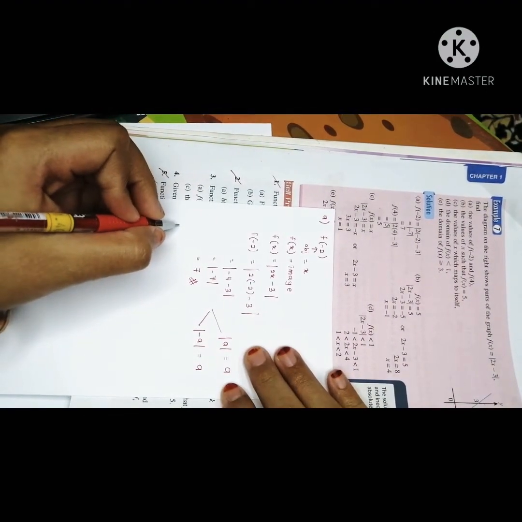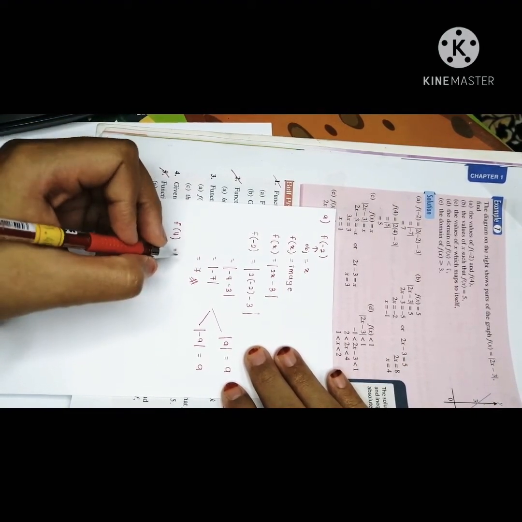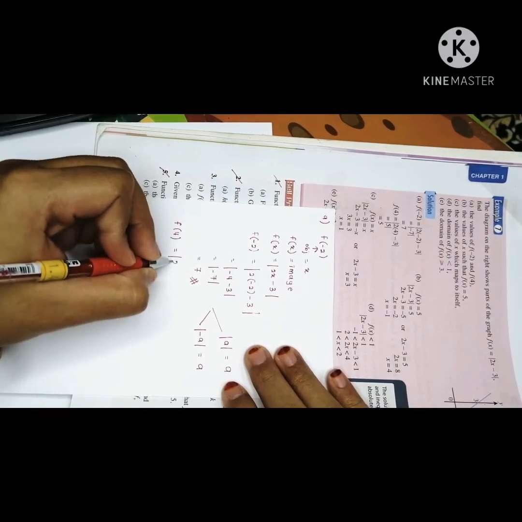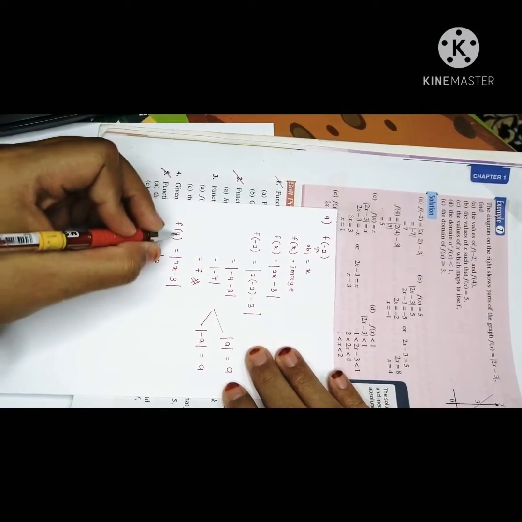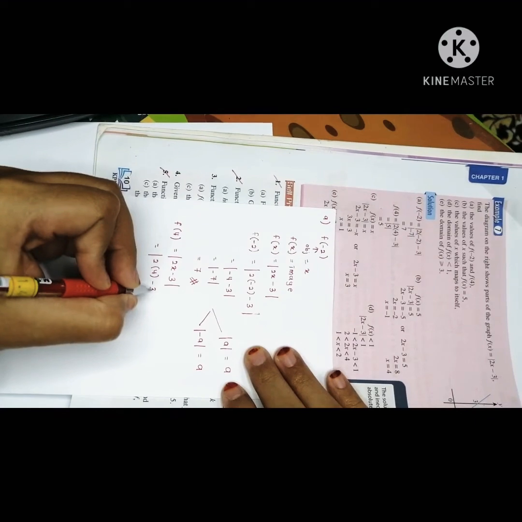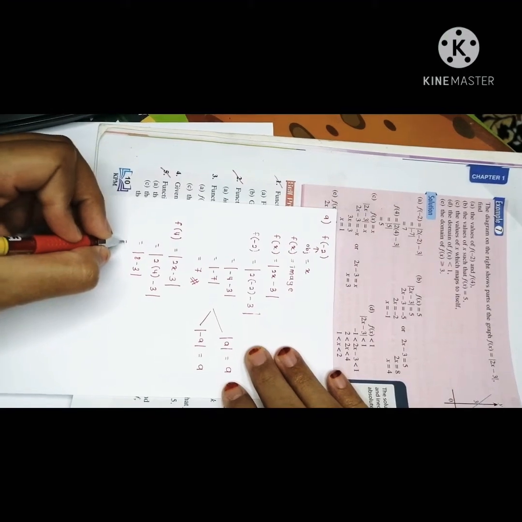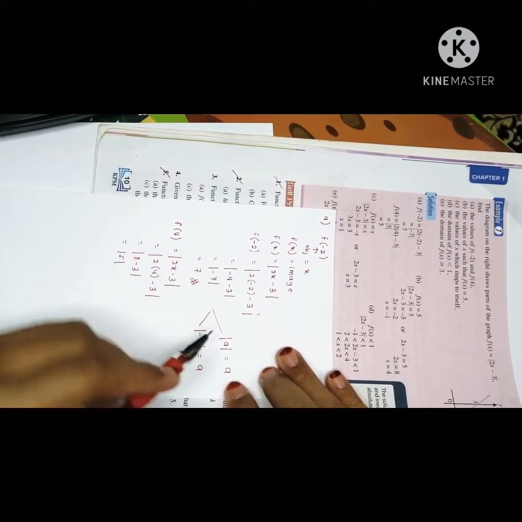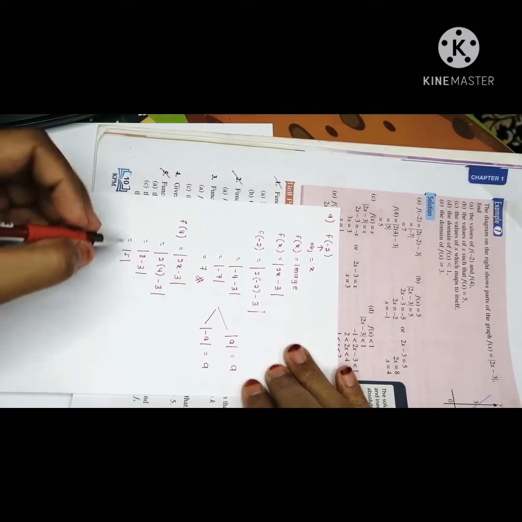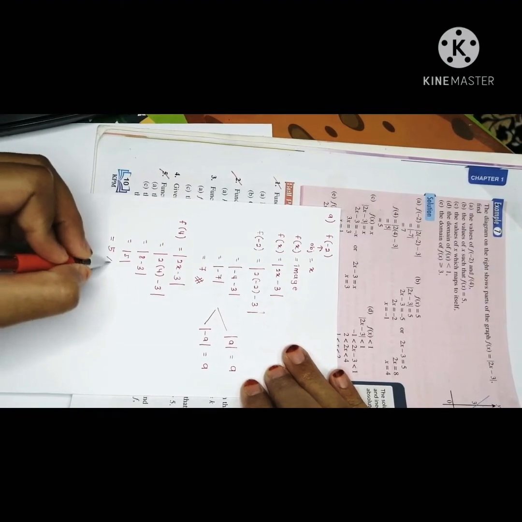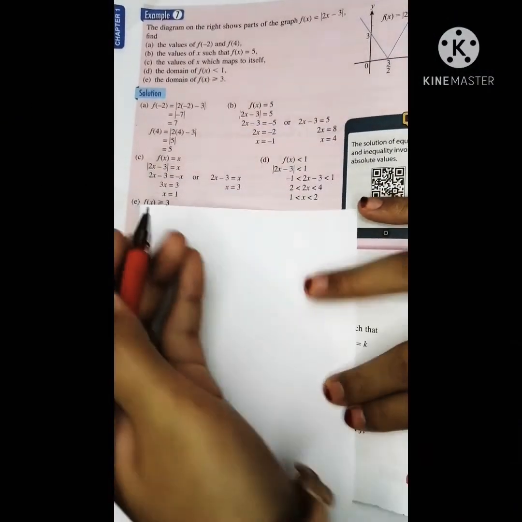Now the second one is f of 4. f of 4 is equal to modulus 2x minus 3, and then 2x is substituted with 4, minus 3. Now 4 times 2 minus 3, and you get 5. The modulus of a positive number gives the same positive number. So the answer is 5. That's it. All right, so that is done for part (a).